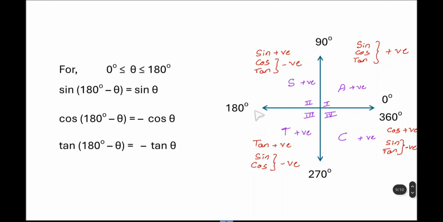Whenever the theta value is between 180 to 270 degrees, only tan is positive. T is positive. So tan is positive, sine and cos are negative. Whenever the angle is between 270 degrees to 360 degrees, only C is positive. C means cos is positive, sine and tan are negative.